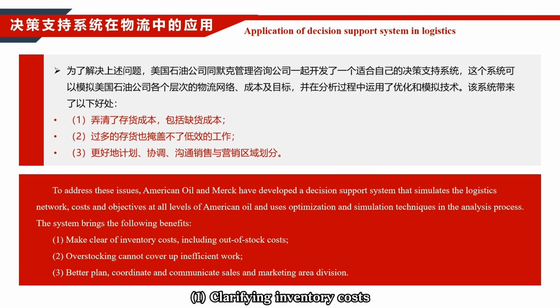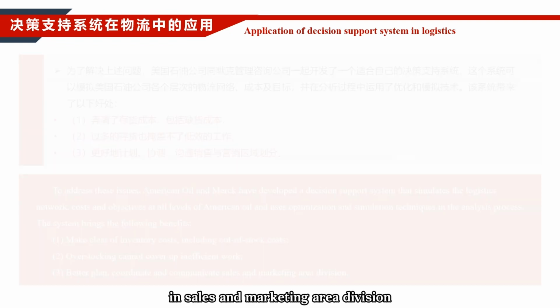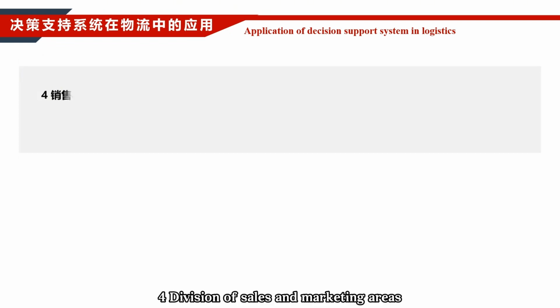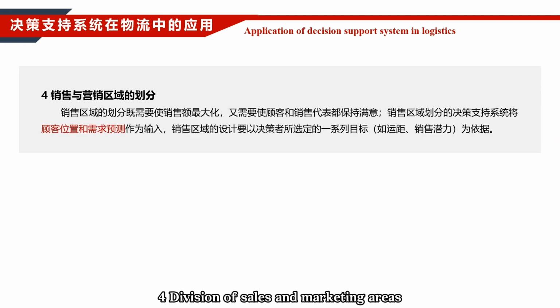1. Clarifying inventory costs, including out-of-stock costs. 2. Overstocking cannot cover up inefficient work. 3. Better planning, coordination and communication, in sales and marketing area division. 4. Division of sales and marketing areas.